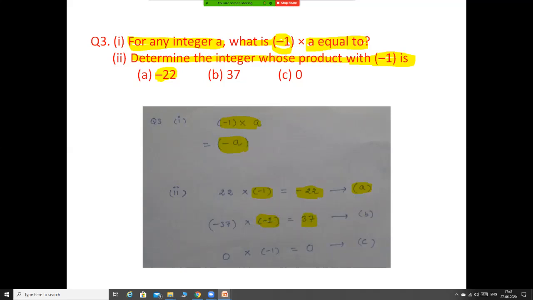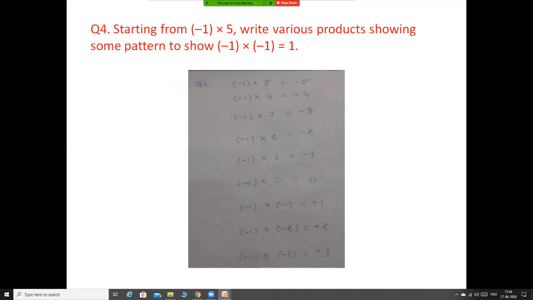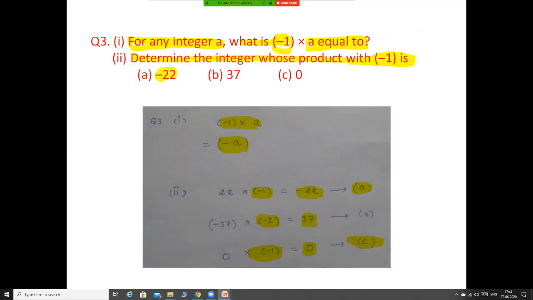Last one is C part. Determine the integer whose product with minus 1 is 0. So minus 1 we multiply, what we should multiply so that answer is 0? Obviously only this is 0. When this 0 is multiplied with any number, answer is always equal to 0. So C part, what is the answer? 0 is the answer. Now let us discuss question number 4.